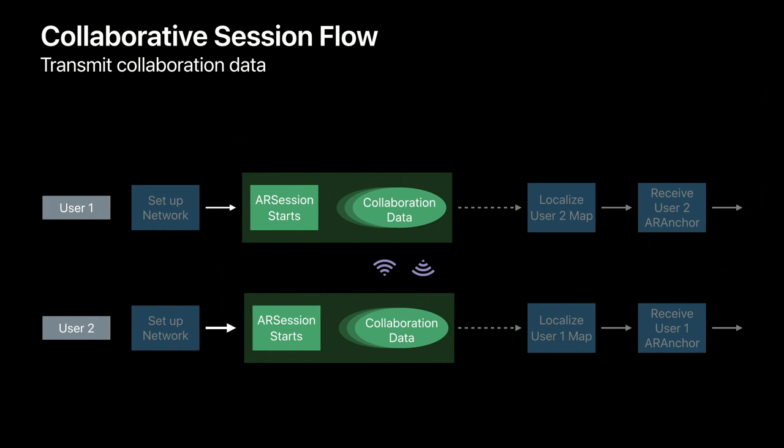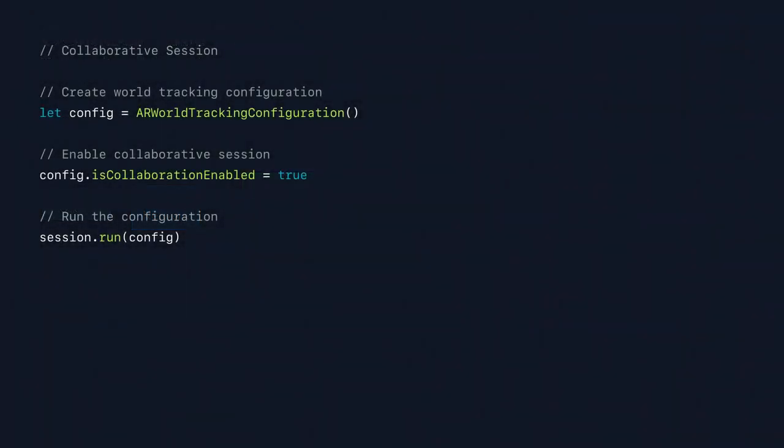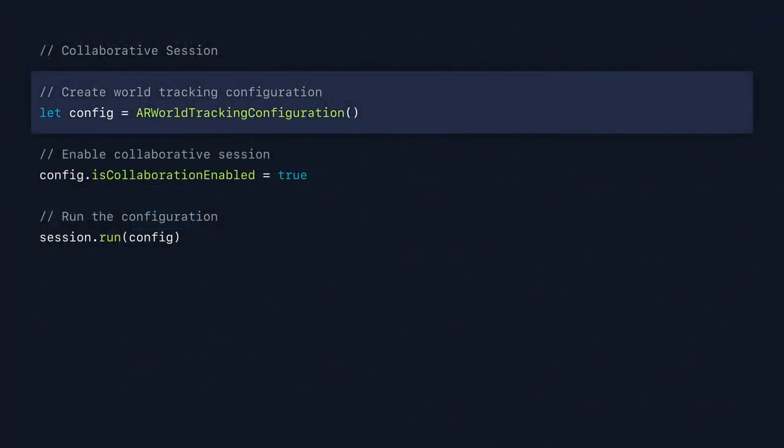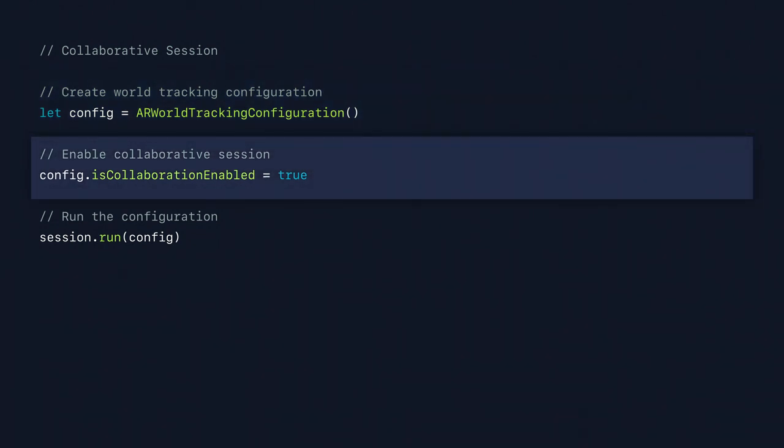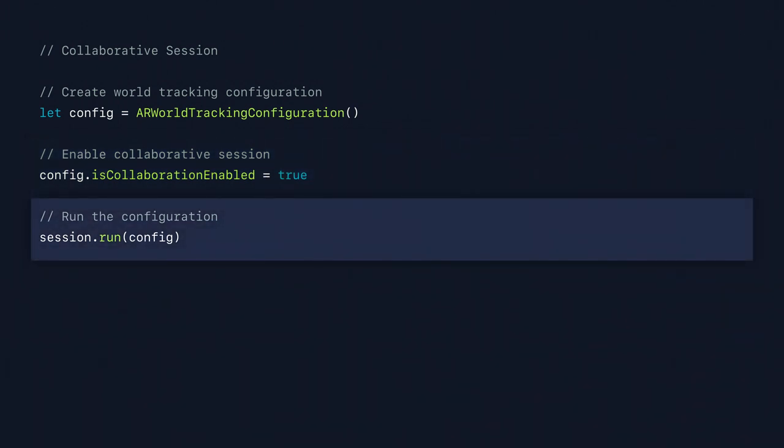Let's take a look. To begin with, you need to create an AR world tracking configuration. Then you simply set isCollaborationEnabled to true. Then you just run session.run to run your AR session. If you are using RealityKit, this is the only new code you need to add to use collaborative session.